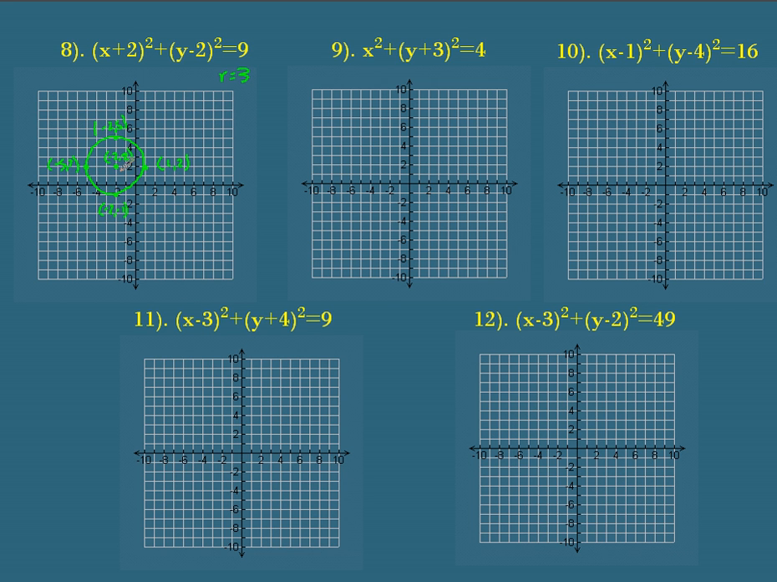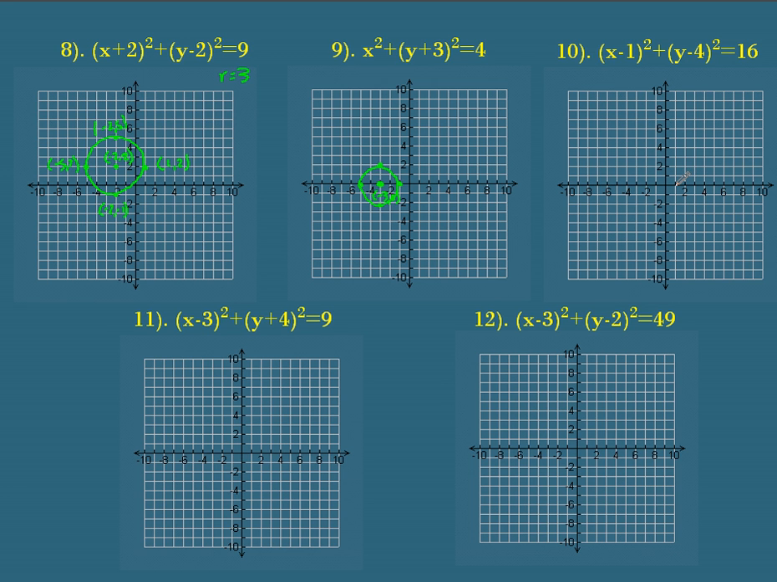Make sure, especially the center point, you have marked exactly what the point is. For number 9, x hasn't changed at all, and then we need to go left 3. So here's your center at negative 3, comma 0. We want the square root of 4, which is 2 in each direction, and that's how we make our circle.